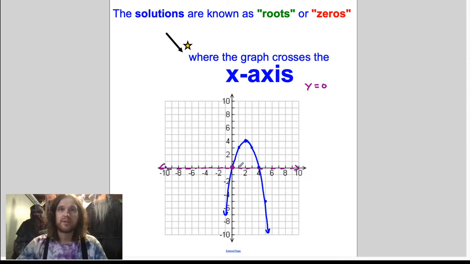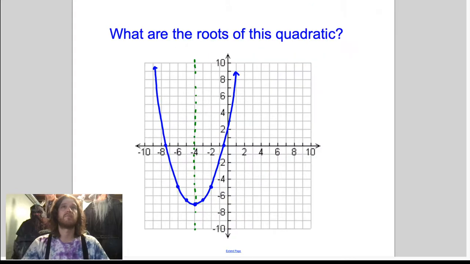And these two points right here are our solutions. These are our zeros. So our two solutions are x equals 0 and x equals 4. Now I didn't give you the equation here, but it's just an example. You look at the graph, you see where it crosses the x-axis, and those are our solutions, our roots, or our zeros. X equals 4, x equals 0. So you tell me, what do you think the roots of this quadratic are? We will have two solutions to this equation. It would be x equals negative 0.5 and x equals negative 7.5.